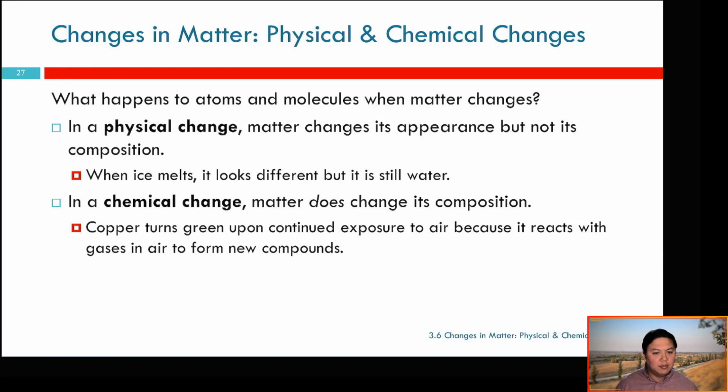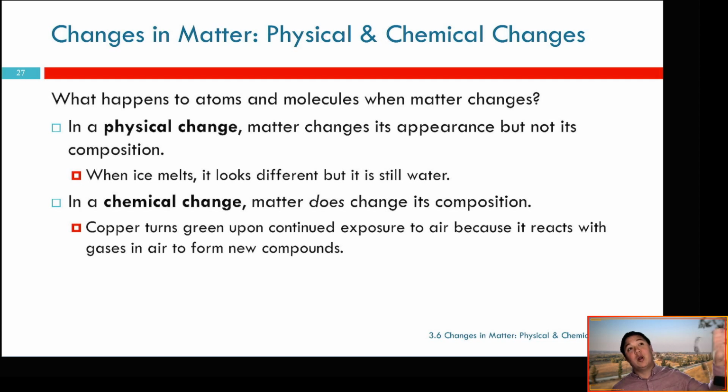All right, so what happens to atoms and molecules when matter changes? This is something that we've talked about already, right? In a physical change, matter changes its appearance, but not its composition. That's the dry ice subliming, water freezing, or ice melting, I should say. It looks different, but it's still water. In a chemical change, the matter does change its composition, right? Again, copper turning green under continued exposure to air, because it's reacting with the air.